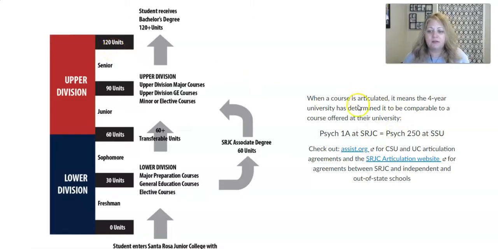Over here on the right, this is just kind of explaining that articulation process. So Psych 1A at SRJC is equivalent to Psych 250. It may not be an exact match, but the faculty at Sonoma State have said, yes, it is covering enough of the same content as our Psych 250 that we will give credit to a student who has Psych 1A at SRJC for Psych 250. So when you get to Sonoma State, you don't have to take Psych 250, okay?